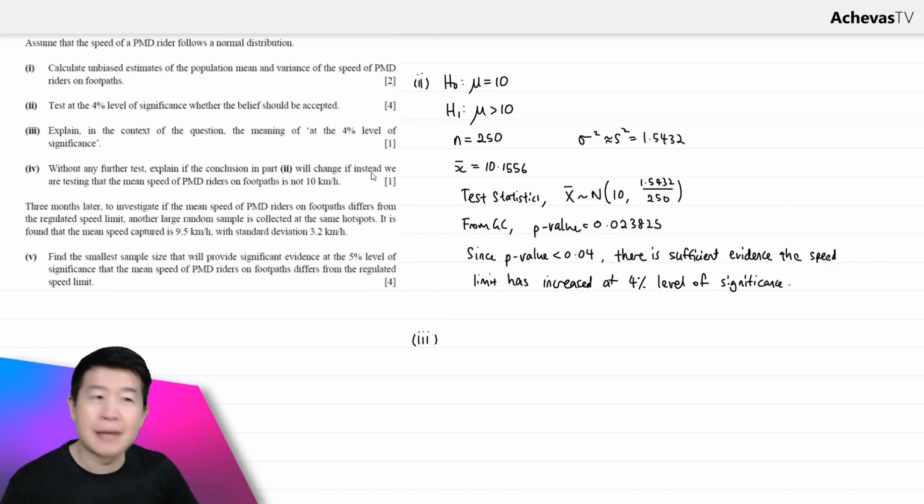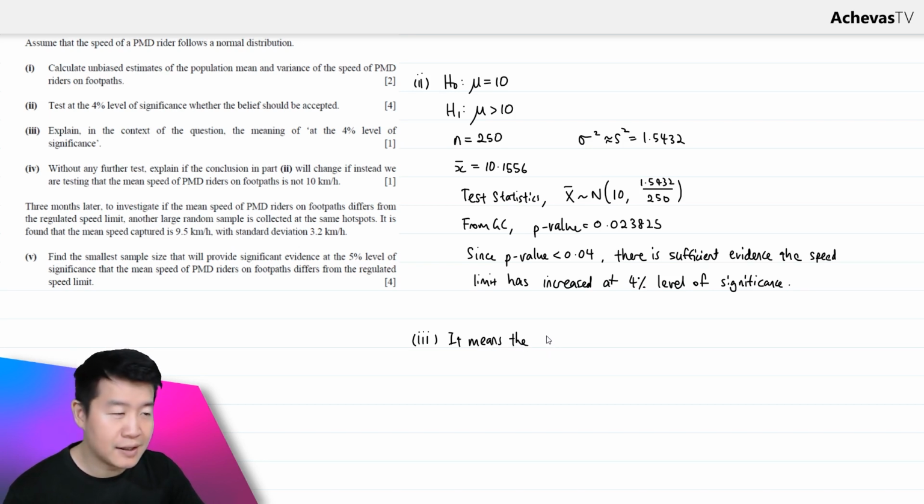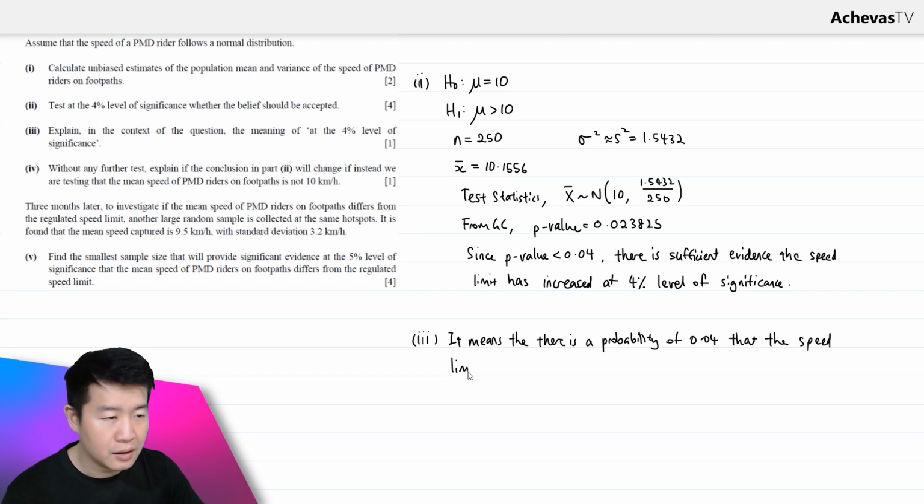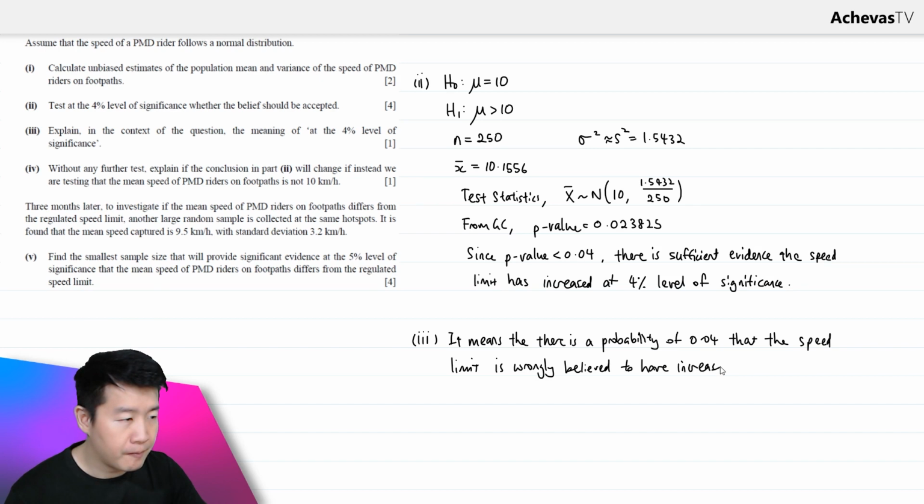Part 3, a typical question. What is the meaning of 4% level of significance? It means that there is a probability 0.04 that the speed limit is wrongly believed to have increased when in fact it has not. Okay.